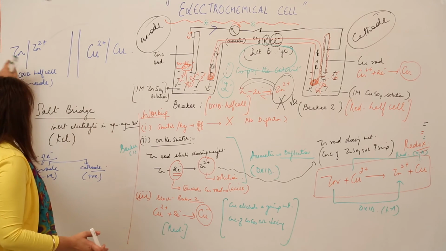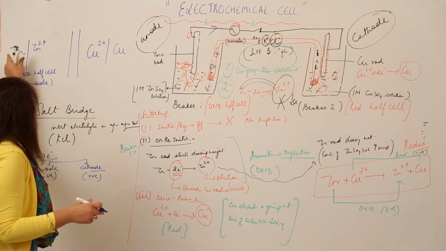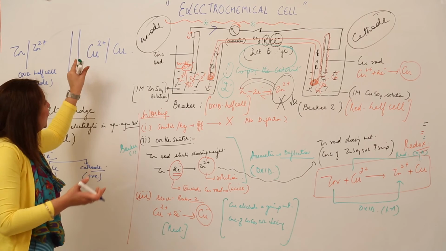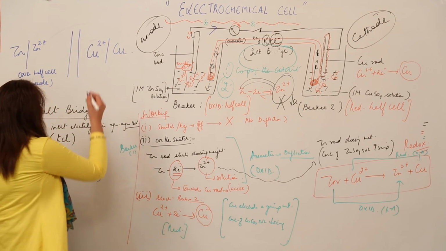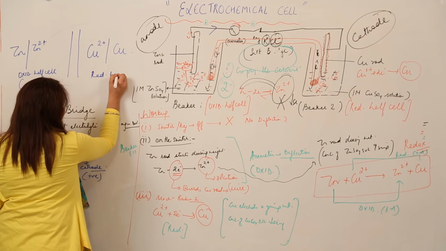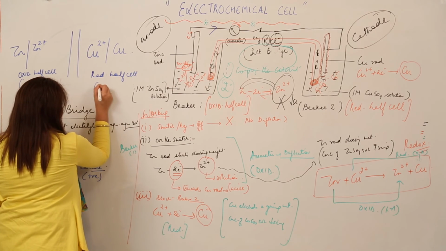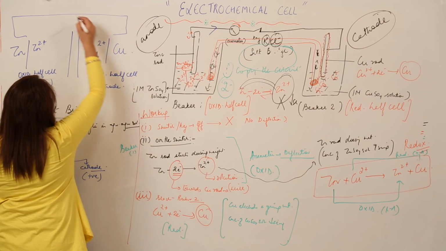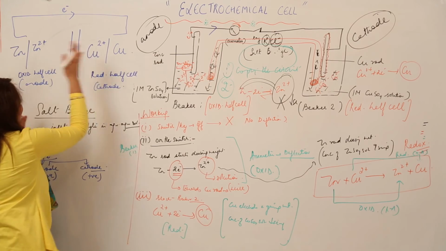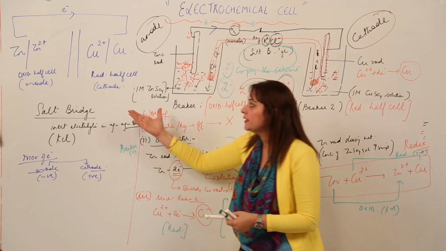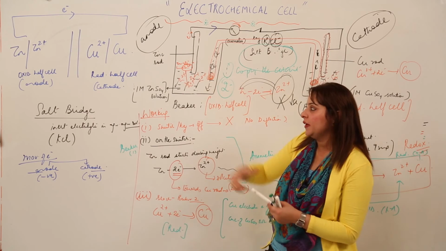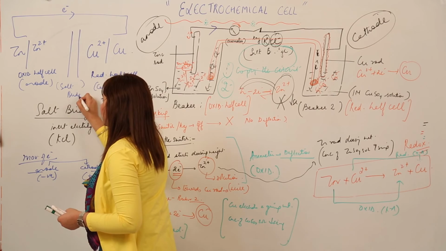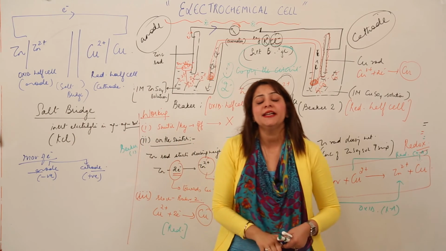This is so simple. What you need to write? You need to write what it was initially and what it became after the oxidation, right? And similarly what it was initially in beaker 2 and what it became after the reduction. This is the reduction half cell, and it acts as cathode, right? And the electrons move from this side to this side. Do write that these two lines indicate the salt bridge. So this is how you are going to represent the electrochemical cell.